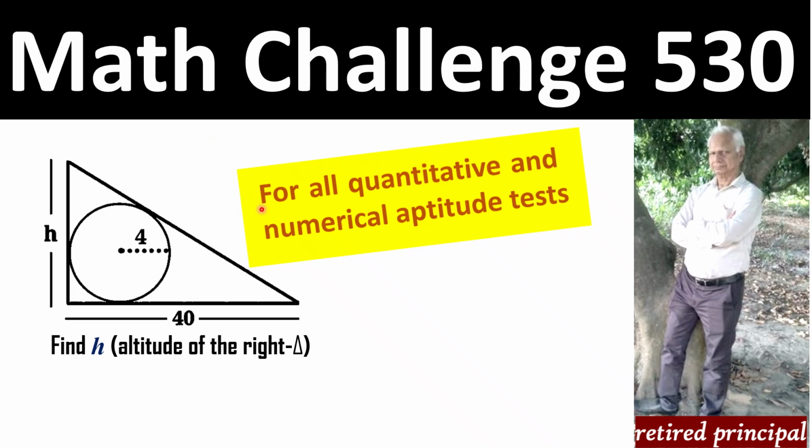In Math Challenge 530, we have a right angle triangle and inside it a circle. The radius of the circle is 4 units, and the base of the right angle triangle is 40 units. We have to find the altitude h of the right angle triangle where the inscribed circle has radius 4 units and the base is 40 units.